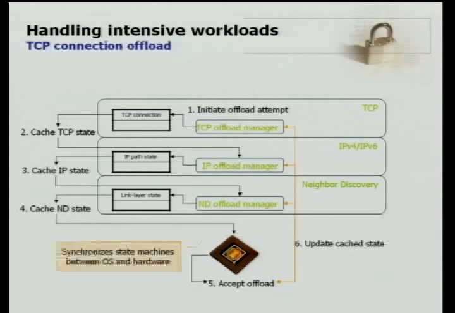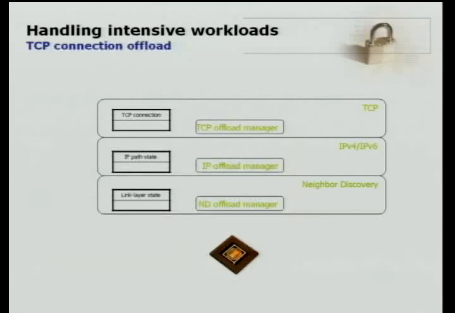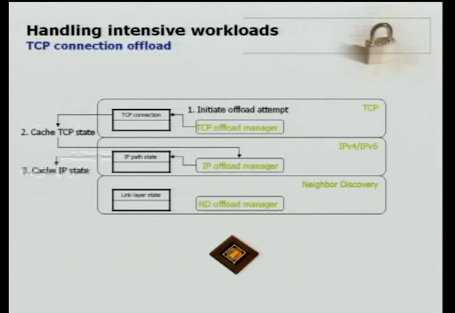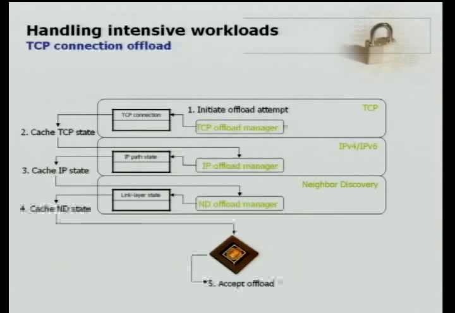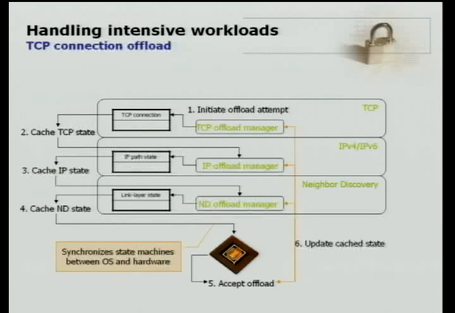So now, when we look at a connection and we figure out, okay, we're starting to fall behind on this connection, and we have an offload-capable adapter, we need to move this off the operating system and into hardware. So what happens? We initiate an offload attempt. TCP packages up the state for the connection and passes it down to IP, which packages up the state for IP and passes it down to ARP, which packages up the state for ARP and passes it down to the network adapter. And then the network adapter can either accept the offload or it can reject it.